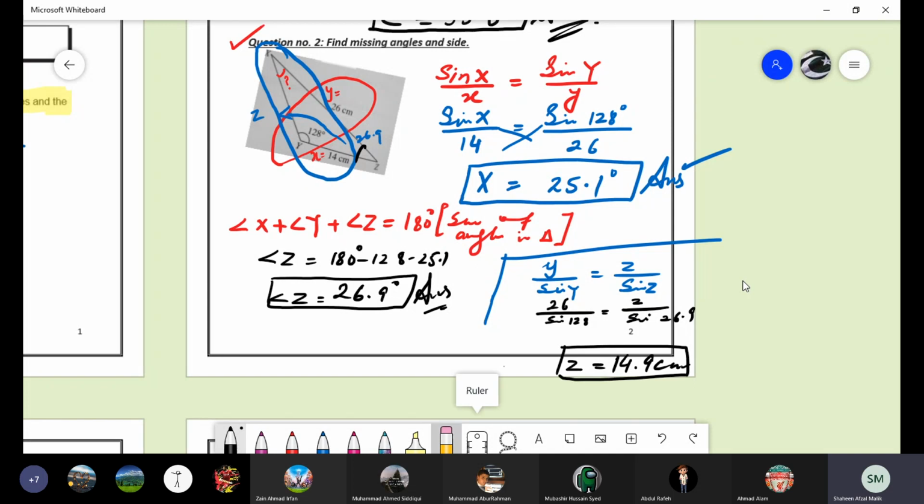14.9 centimeter. So in this question, we have three answers. One is the angle X, that is 25.1. Second is angle Z, that is 26.9. And the third is side Z, that is 14.9 centimeter, because two sides we already have, and the third one is this one.